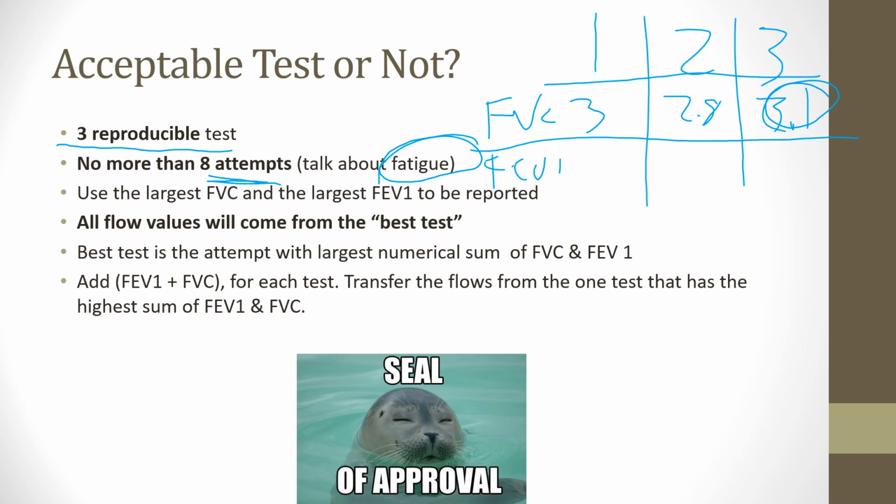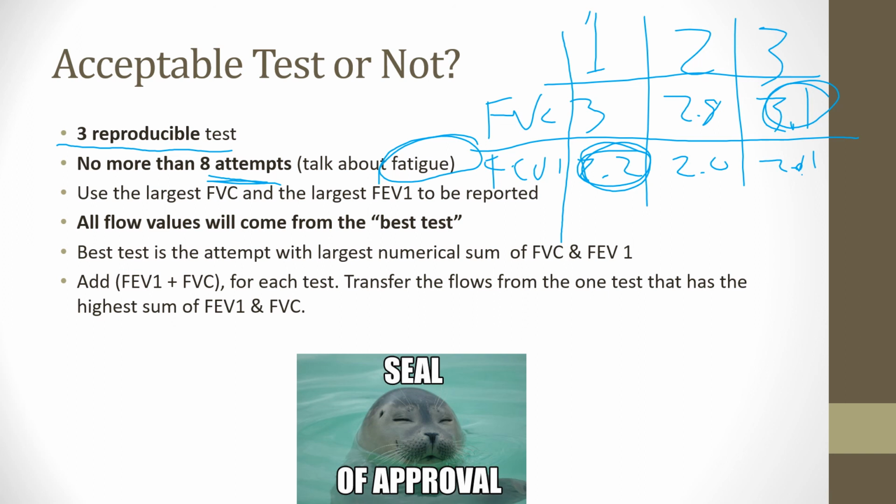So for FEV1, out of test 1, they did a 2.2. Test 2 they did a 2.0, and then they did a 2.1. Then we're going to take the 2.2 as their best FEV1. So then we're going to use those 2 numbers as our best FEV1%. Does that make sense?